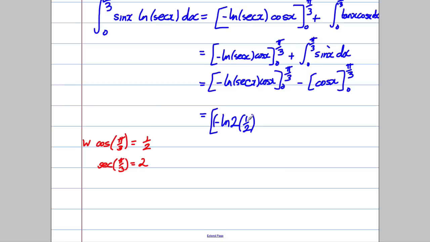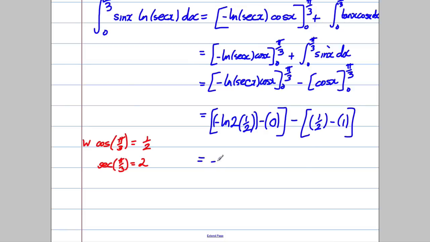Okay, and then I'm going to take off the answer when I put 0 in. Now, cos of 0 is 1, and ln sec is therefore 1, and ln of 1 is 0. So I know this whole thing without even working out that is going to equal 0 like that. And then I'm going to take away the answer when I put pi by 3 in. Now cos of pi by 3 I said was a half, and then I put 0 in, and cos of 0 is 1. So it's going to look like that.